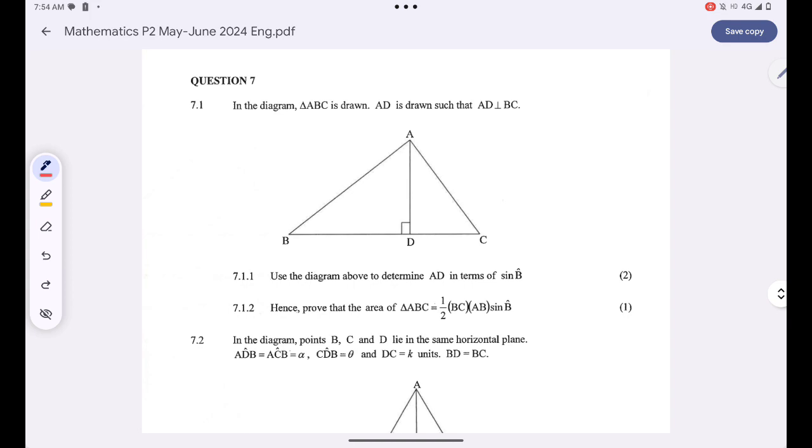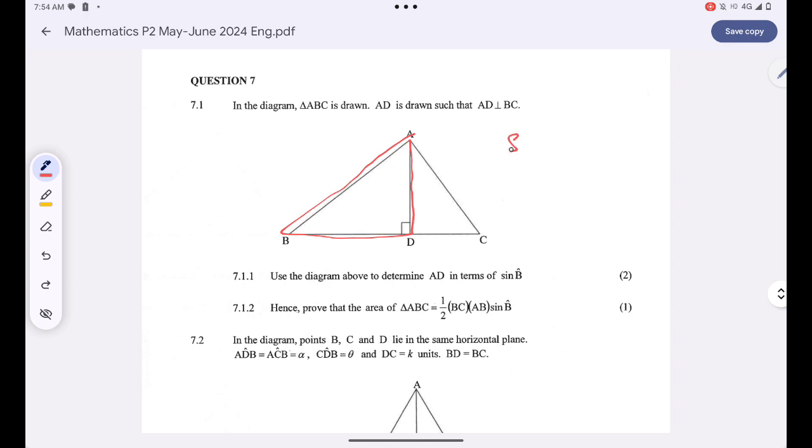Okay, we are told that in the diagram, triangle ABC is drawn. AD is drawn such that AD is perpendicular to BC. Use the diagram to determine AD in terms of sine B. I have a right angle triangle over there. They want me to determine AD in terms of sine B.